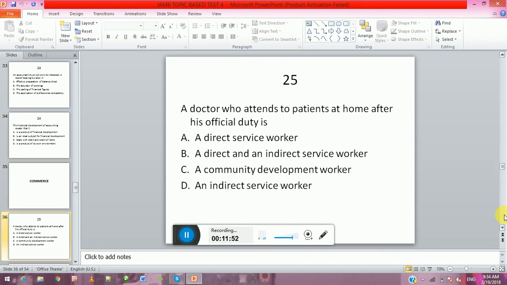Commerce. A doctor who attends to patients at home after his official duty is: A. A direct service worker. B. A direct and an indirect service worker. C. A community development worker. D. An indirect service worker.